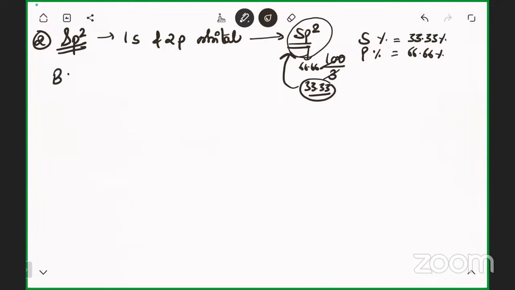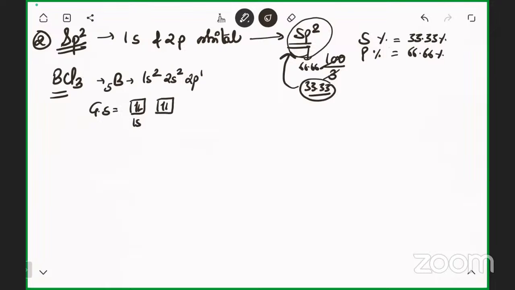Okay, the example is BCl3. What is the central atom? Boron. Atomic number? 5. Configuration? 1s2 2s2 2p1. Very good. So in the ground state, 1s has 2 electrons, 2s has 2 electrons, and in 2p only 1 electron is present.